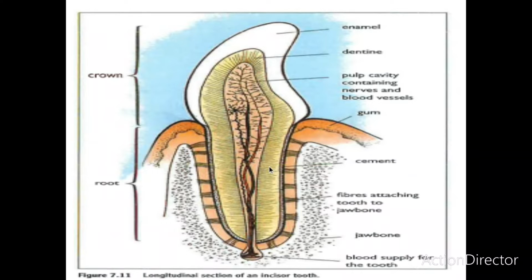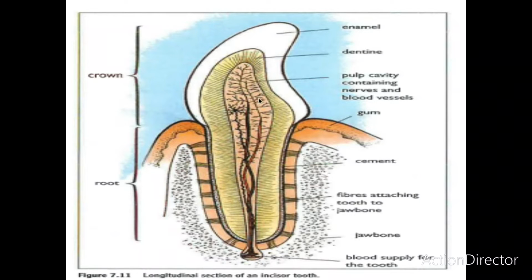So in this diagram, we can see the structure of an incisor tooth. This is the crown and this is the root. The crown is the part of the tooth which is visible, or the part of the tooth which we can see, and the root is the part of the tooth which is embedded in the gum.